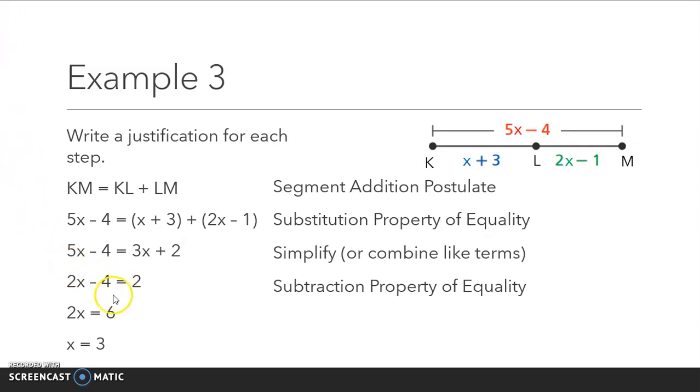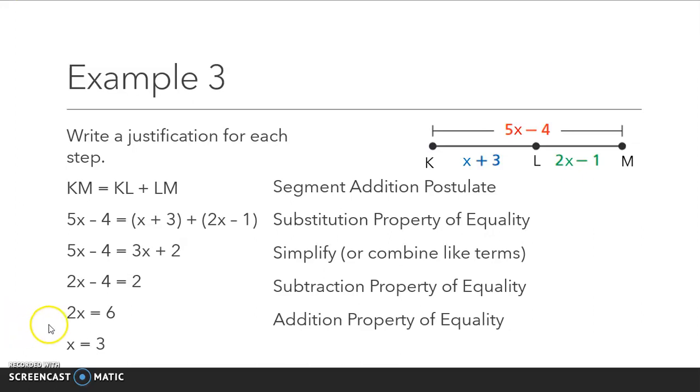Now let's look at what changed between our current step and the next step. The minus 4 disappeared, and the 2 turns into a 6. So think about what they could have done on both sides of the equation, and I think they added 4. So this would be the addition property of equality.